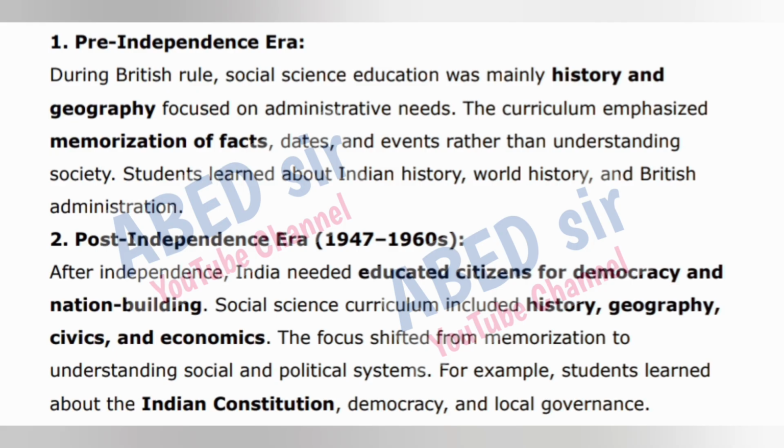2. Post-independence era, 1947-1960s. After independence, India needed educated citizens for democracy and nation building. Social science curriculum included history, geography, civics, and economics. The focus shifted from memorization to understanding social and political systems. For example, students learned about the Indian Constitution, democracy, and local governance.